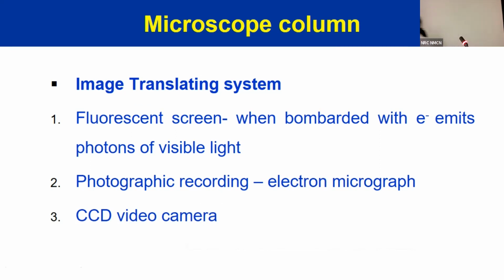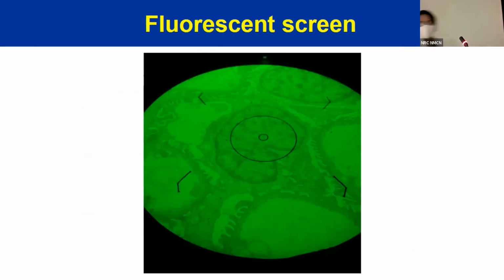And now you have the CCTV cameras and the digital output where you can look at it on the digital screen. Initially, we used to keep photographic films. In the earlier microscopes, there used to be photographic films which used to take those images. So this is how a fluorescent screen looks like.